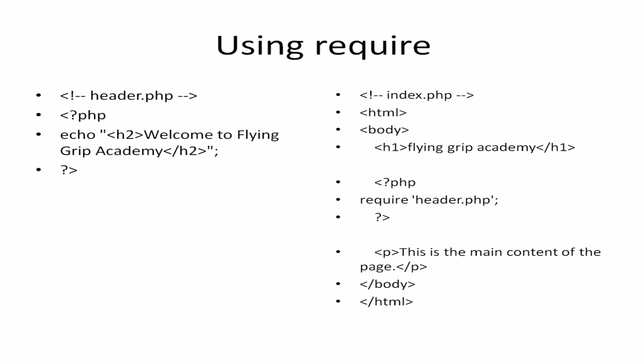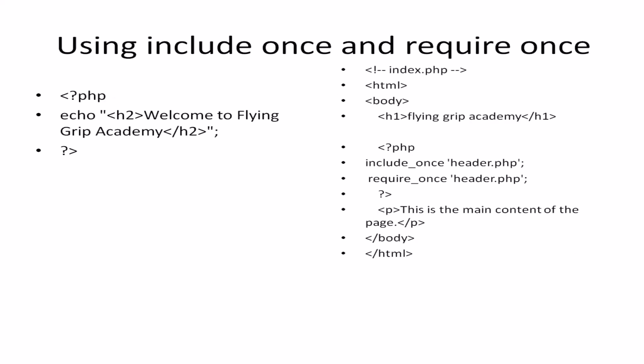Next, require. Require is also similar to that one. There are two types of include and require. You are having a syntax called include once, and also require once. The main difference between require once and include once is that it will be included only once within the HTML page or a PHP page. If you use include once header, the header cannot be used another time.